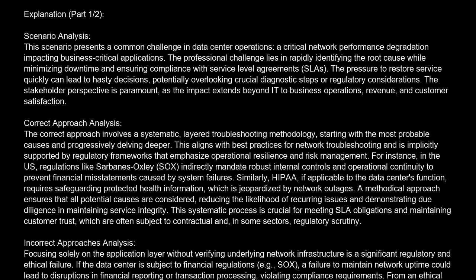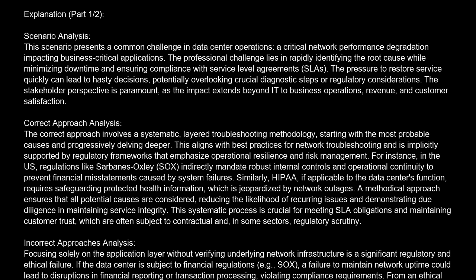applications. The professional challenge lies in rapidly identifying the root cause while minimizing downtime and ensuring compliance with service-level agreements, SLAs. The pressure to restore service quickly can lead to hasty decisions, potentially overlooking crucial diagnostic steps or regulatory considerations. The stakeholder perspective is paramount, as the impact extends beyond IT to business operations, revenue, and customer satisfaction.